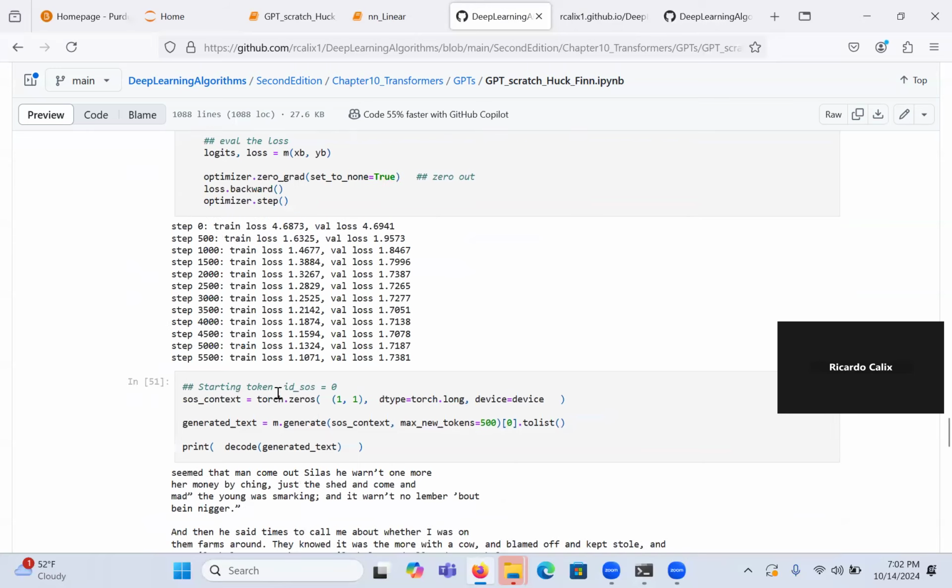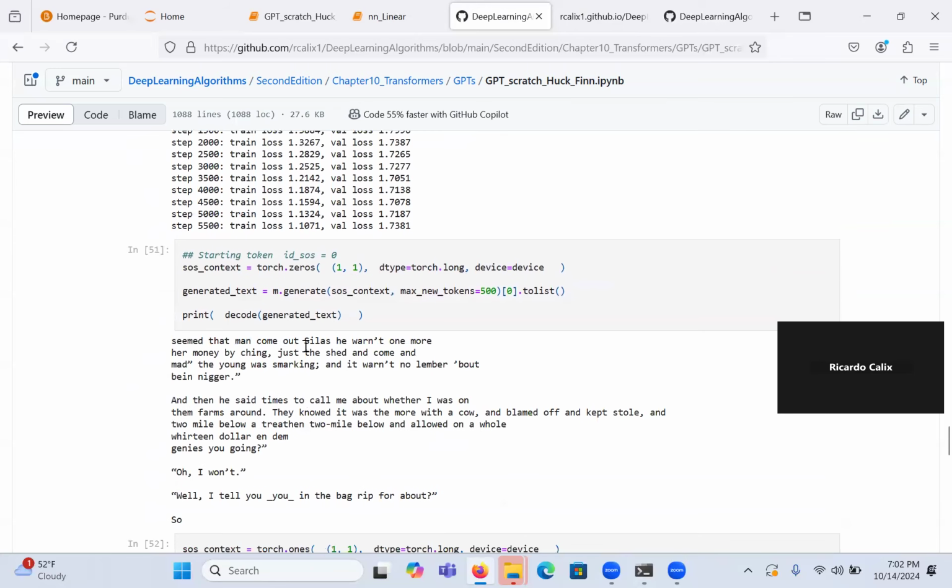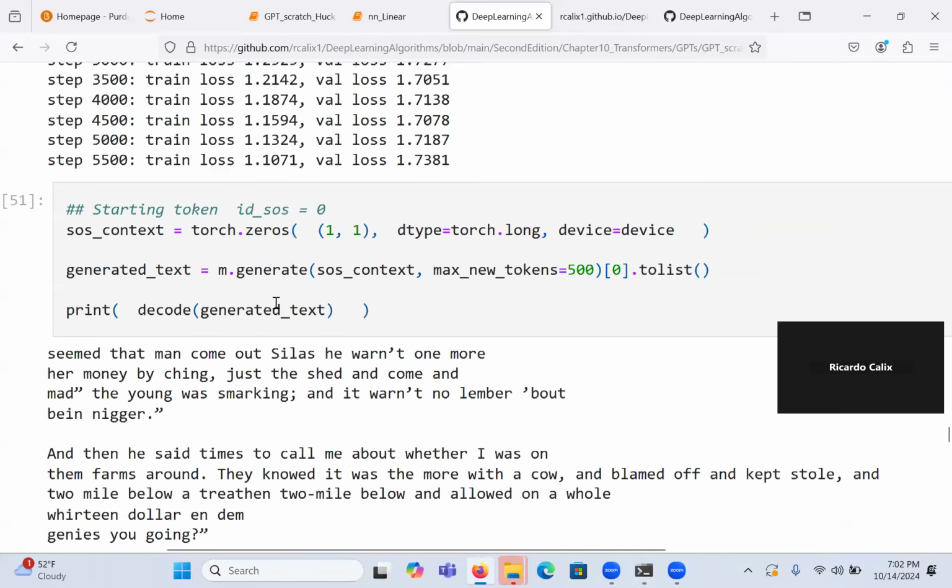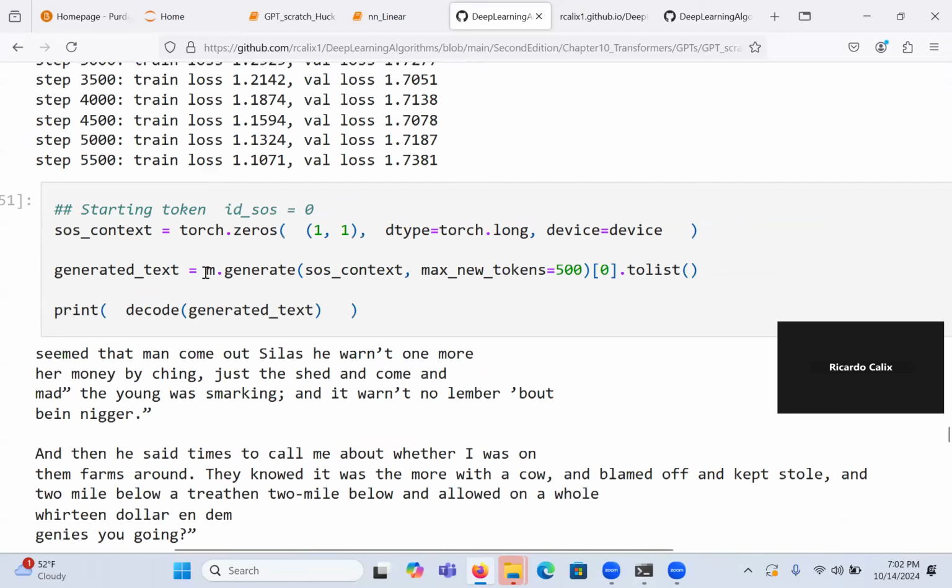Once the model is trained, we can go over here, and you can see the model is called m. Then we would do m.generate, and m.generate is going to take what? SOS context. What is SOS context? If you look at it, it's a torch tensor of some kind.